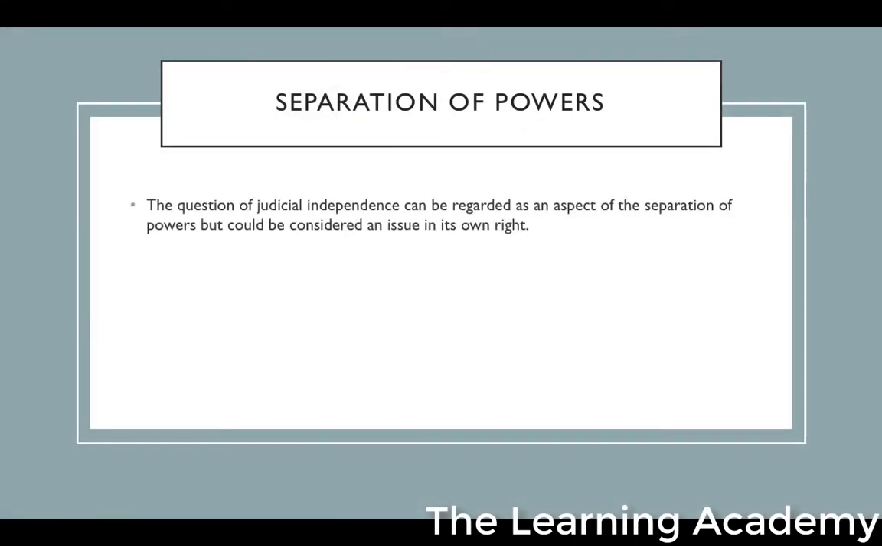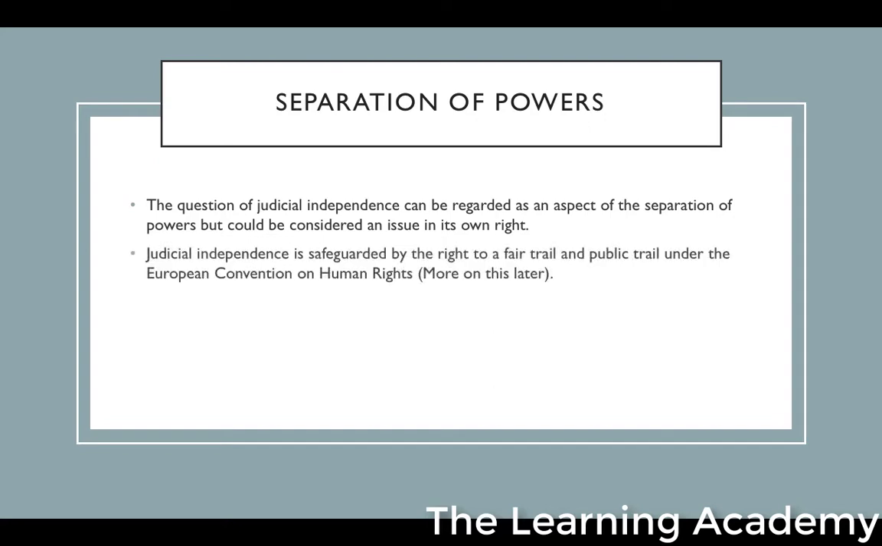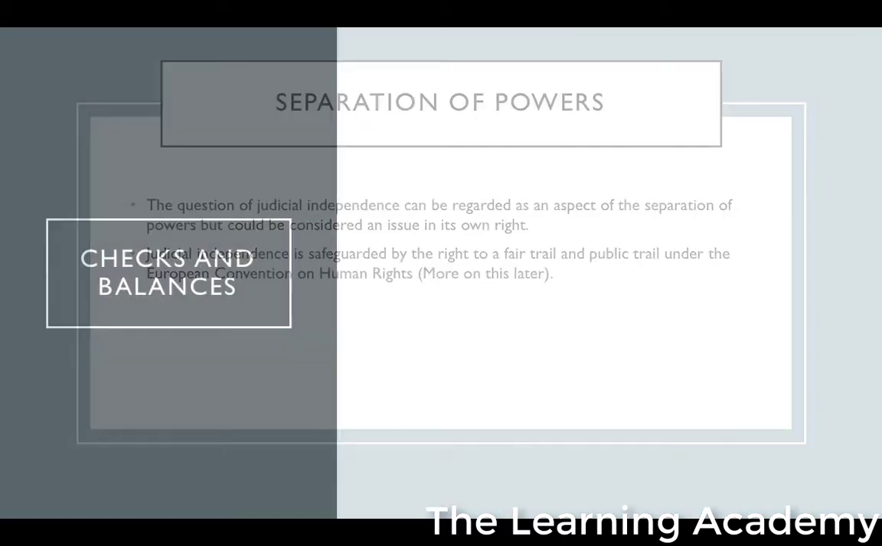The question of judicial independence can also be regarded as an aspect of the problem of separating powers, but it could also be described as an issue in its own right. Judicial independence is a principle that is safeguarded by the right to a fair and free trial under the European Convention on Human Rights, and we look a little bit more at the ECHR in the next video.